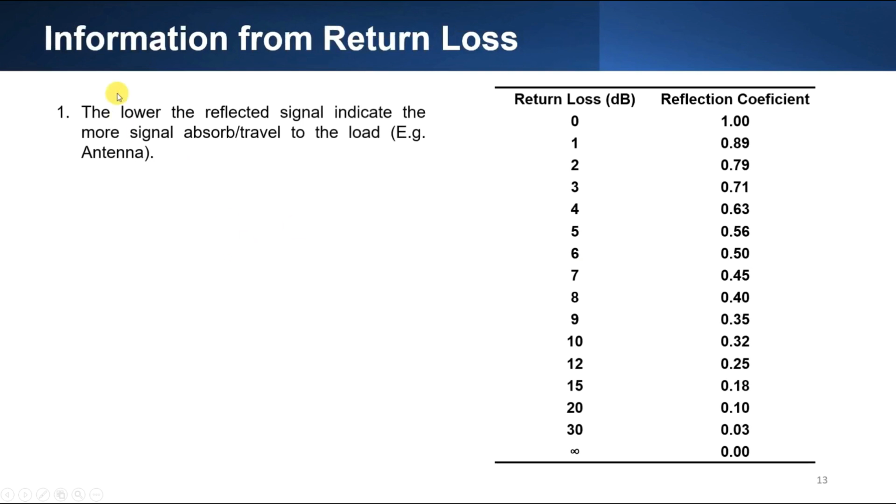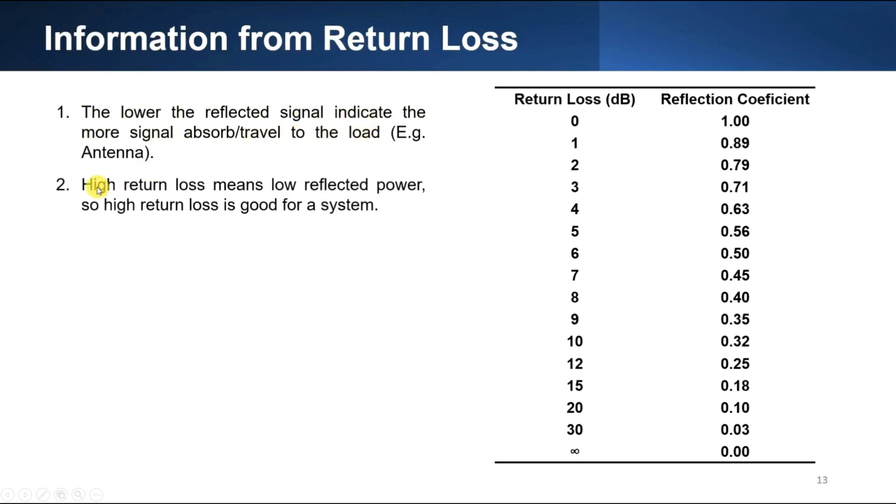Okay, so some information from return loss. From return loss, we can know that the lower the reflected signal, the more signal is absorbed or travels to the load. High return loss means low reflected power, so high return loss is good for a system. That means the higher the return loss, the lower the reflected power.